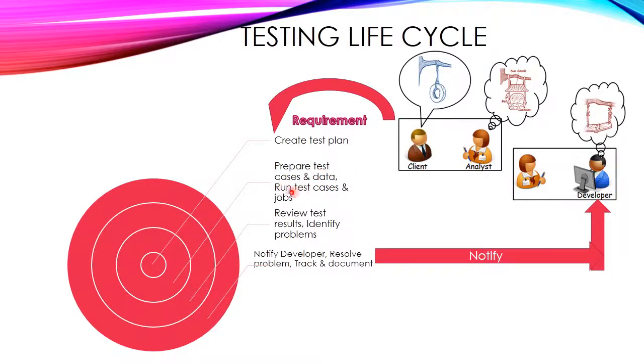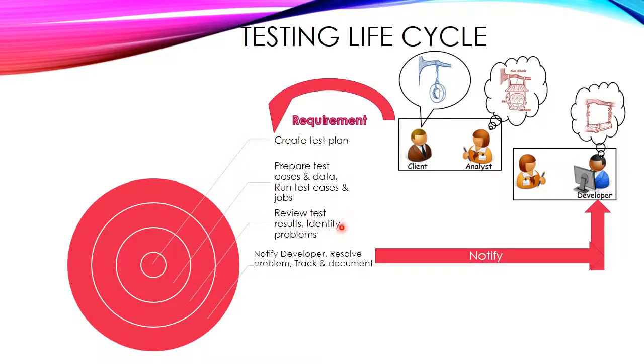Then the data and the test cases get executed by the tester, and all the jobs which are required as part of the testing need to be executed. Then the final outcome gets reviewed, and that is what reviewing test results is all about. That means you are trying to identify the final outcome of your execution process.